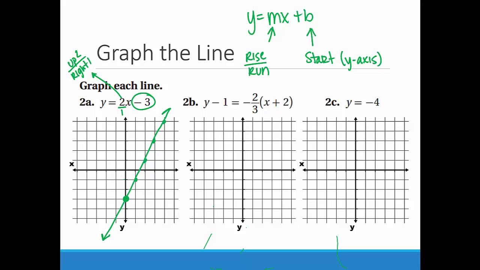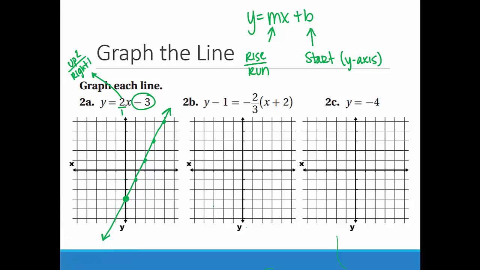Now one thing I'm going to remind you of is lines go on forever and ever, so make sure you have the arrows there. And then make sure it takes up your whole graph. Don't draw me little lines like this. They go on forever and ever, so they should at least extend off of your graph. Let's skip 2b for a second. We'll go back to it.